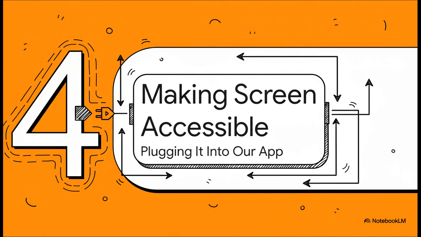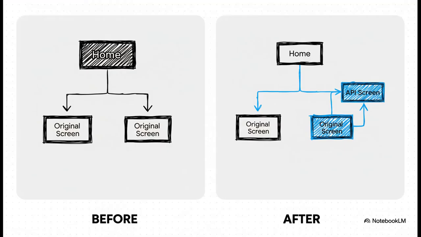So, our screen works great, but right now, it's basically an island, completely disconnected from the rest of our app. The next step is absolutely crucial. We need to build a bridge to it by plugging it into our navigation system. Now, you might think this part is going to be complicated, but it's surprisingly easy. We're just adding a new stop on our app's roadmap. All we have to do is open up appnavigator.js, import our new API screen, and add one single line to our Stack Navigator. Boom! Just like that, our app now knows this screen exists.